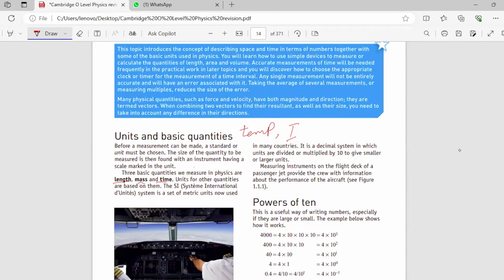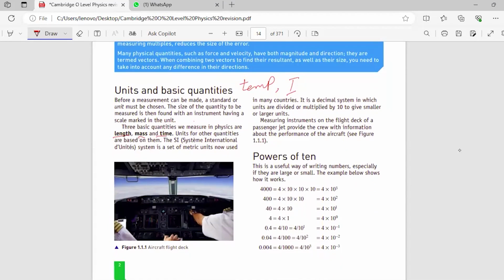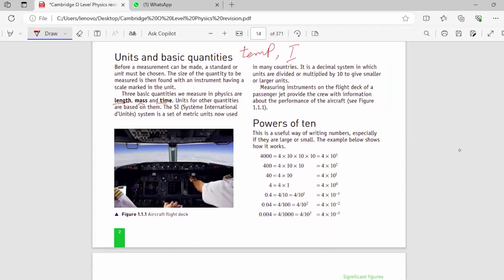Then amount of substance, with the unit mole, and luminous intensity, with the unit candela. You must be well familiar with these basic quantities.